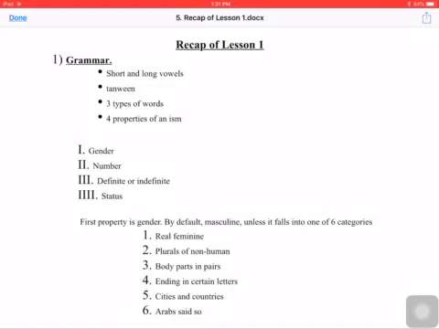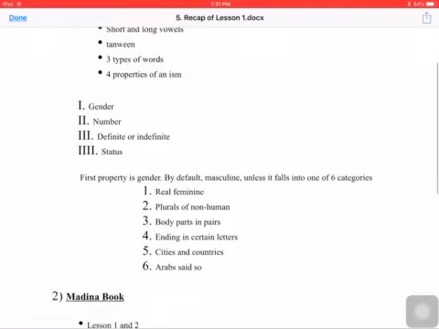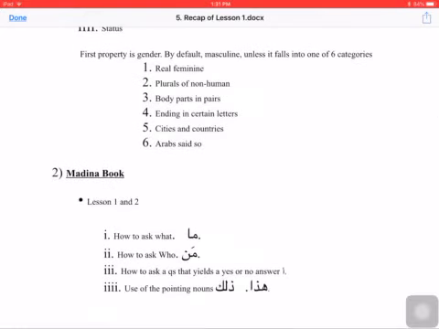We also talked about the three types of words in Arabic, which are ism, fi'l, and harf. We talked a little bit about each of them. And then we talked about the four properties of ism, which are gender, number, whether the ism is definite or indefinite, and its status. We went a little deep into the gender of an ism, and we said in Arabic every ism has a gender. It's either muzakkar or mu'annath.